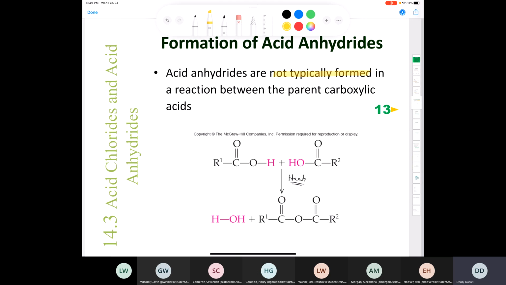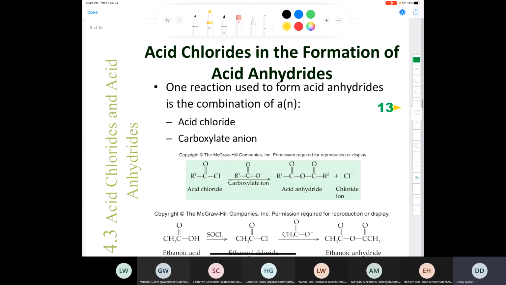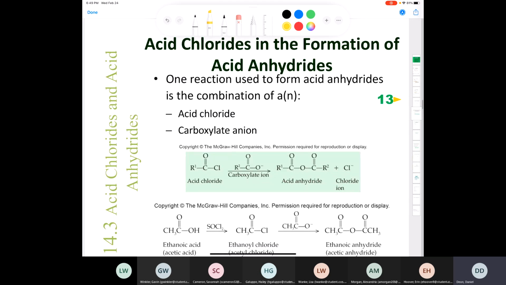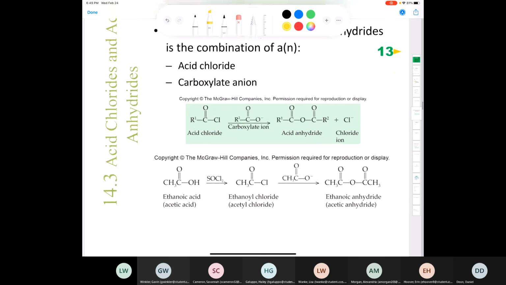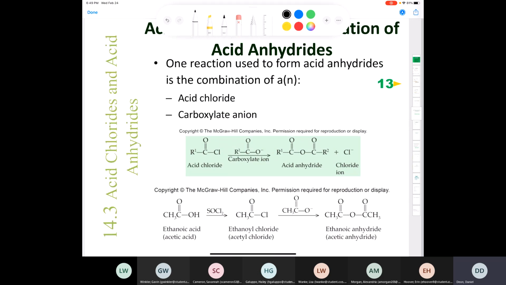So you might be asking, is there another way? Yeah, there is, and it's a better way. Let me show you. A better way, which just seems a little bit more complicated, especially to somebody who's just learning organic chemistry, is to take an acid chloride and a carboxylate and combine them together. Now I'm going to try to show you how this works. This is a reaction you'll have to know. You're going to take an acid chloride, mix it with a carboxylate, and it's going to give you an acid anhydride and a chloride.